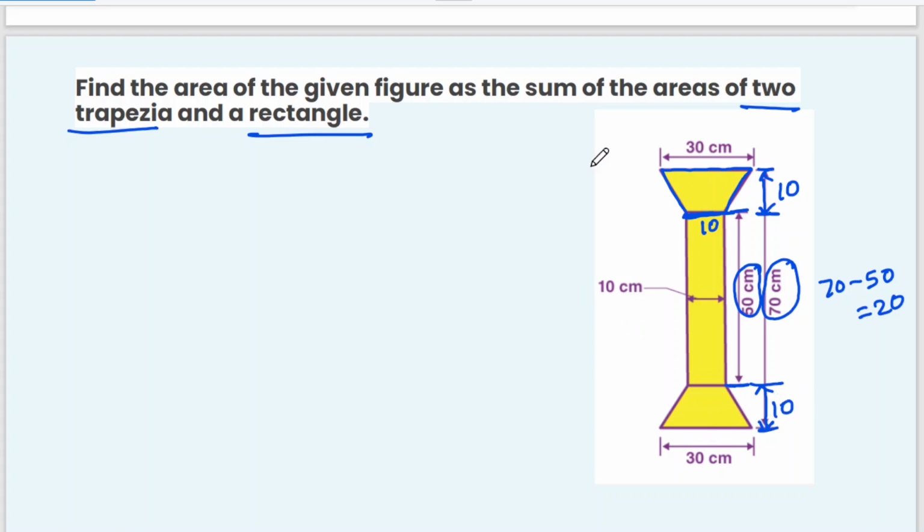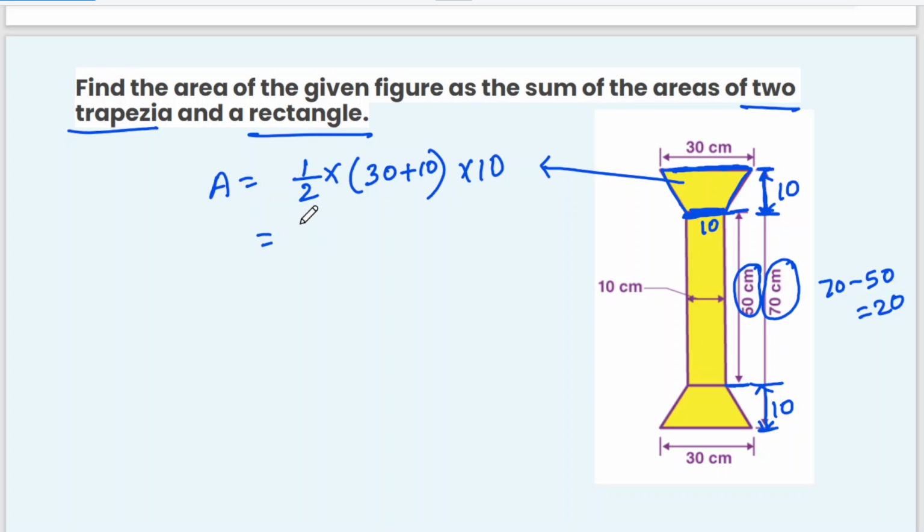Okay. Now, so how we can find the area of this trapezium? This is half into sum of parallel sides, area of this. So what is sum of parallel sides? See, one parallel side is 30 and other is 10. So 30 plus 10. And what is the height? Height it is 10. So into 10. So this is half into 40 into 10. So you will get 200 centimeter square.